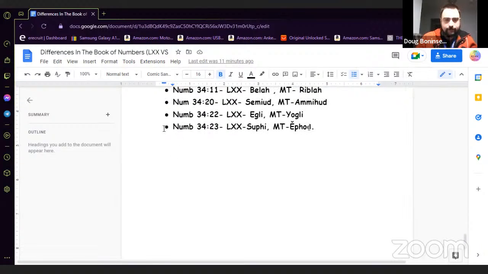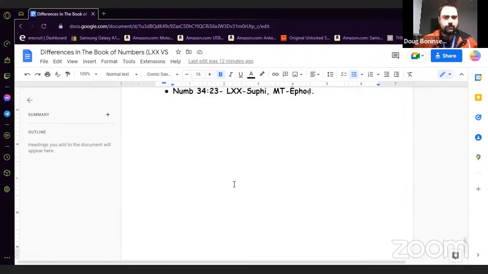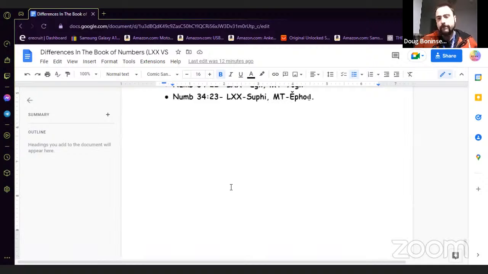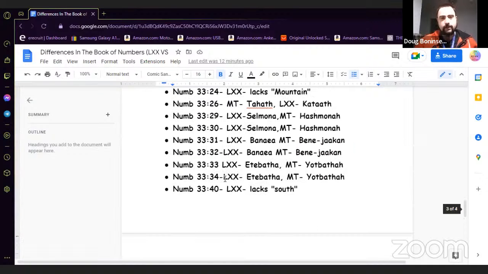Numbers 34:11. The Septuagint has Bela. Masoretic text has Riblah. Numbers 34, verse 20. LXX has Semiud. Masoretic text has Amihud. Numbers 34:22. Egli, and then you have Masoretic text Yogli. Septuagint has Sufi, and the Masoretic has Ephod. So interesting difference there. And that's pretty much it for the major differences here in the book of Numbers.